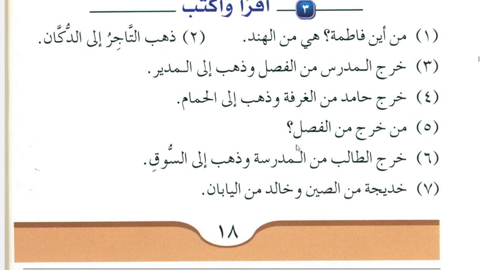Iqra waktub, read and write. Min aina Fatima, where is Fatima from? Hiya min al-Hind, she is from India. Zahabat tajiru ila dukan, the merchant went to the shop. Kharaja al-mudarrisu min al-fasli wa zahaba ila al-mudir, the teacher went out from the class and he went to the headmaster. Kharaja Hamidun min al-ghurfati wa zahaba ila al-hammam, Hamid went out from the room and he went to the bathroom. Man kharaja min al-fasl, who went out from the class? Kharaja talibu min al-madrasati wa zahaba ila as-souq, the student went out from the school and he went to the market. Khatijatu min as-sini wa Khalid min al-yaban, Khatija is from China and Khalid is from Japan.